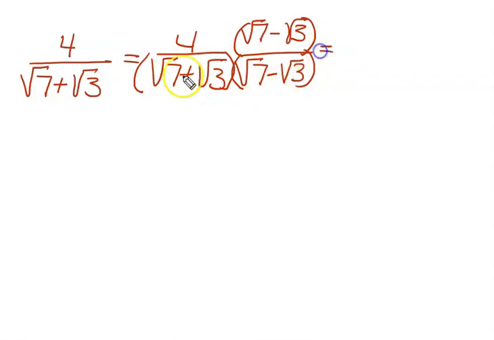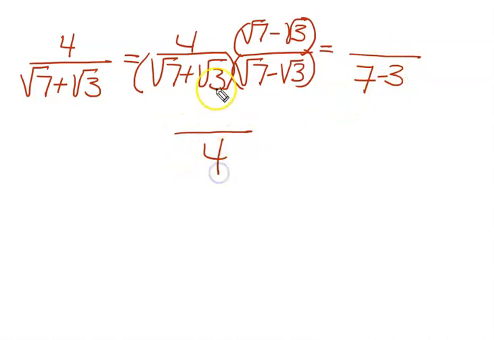Now when I do this FOIL, I get square root of 7 times square root of 7, square root of 49. Square root of 49 is 7. When I do my outers, I get the negative square root of 9, which will then be a negative 3. So my denominator here is going to become a 4. And I'm going to multiply the 4 times the square root of 7 minus the square root of 3. But notice there's a common 4 here.